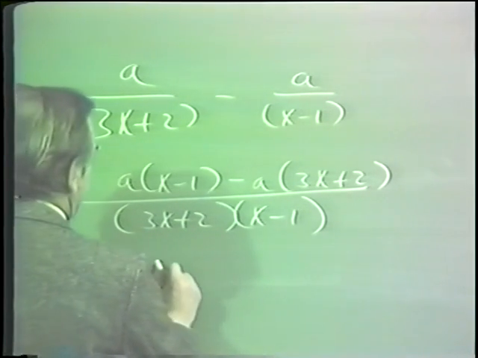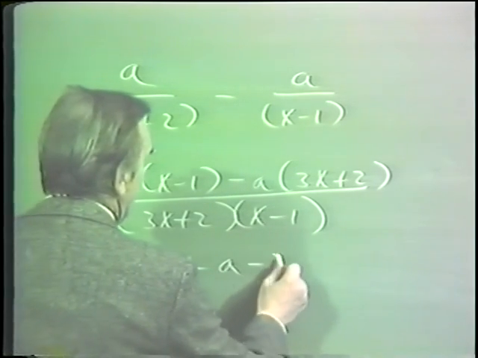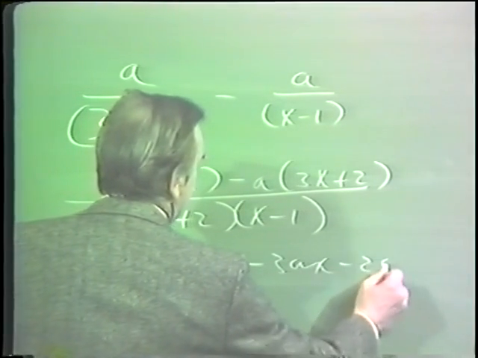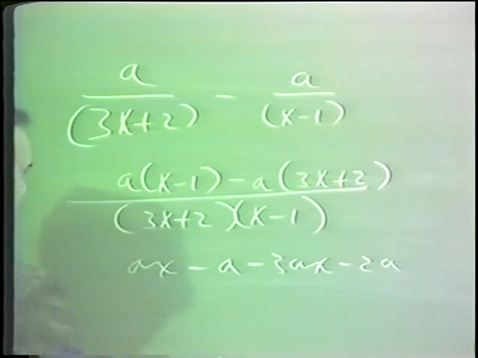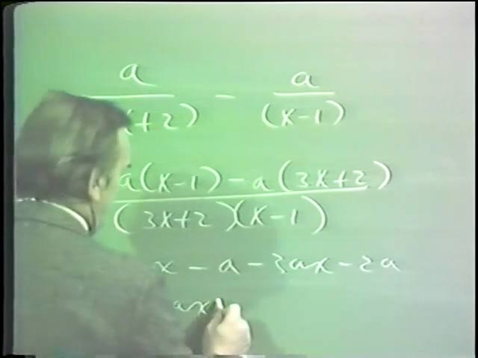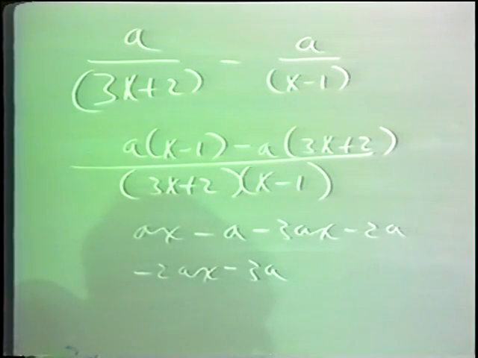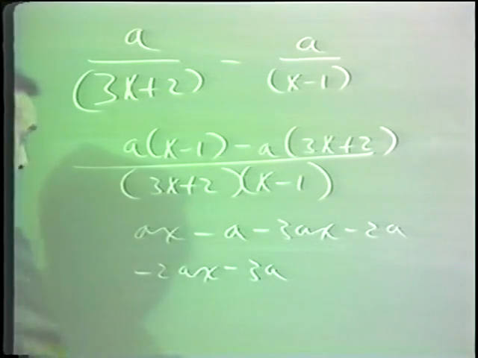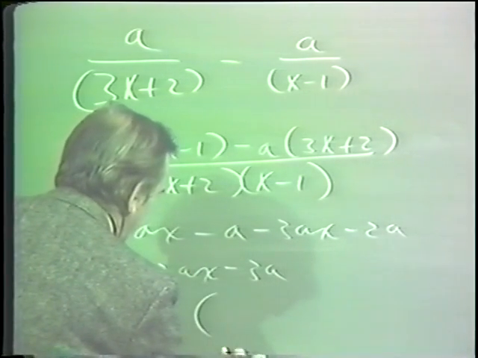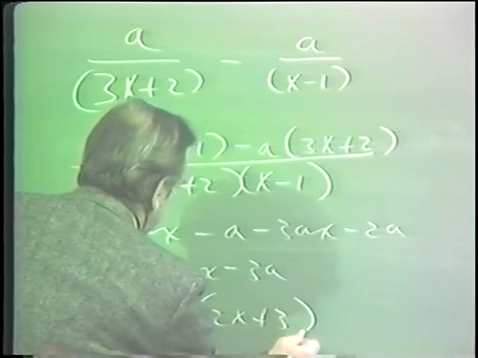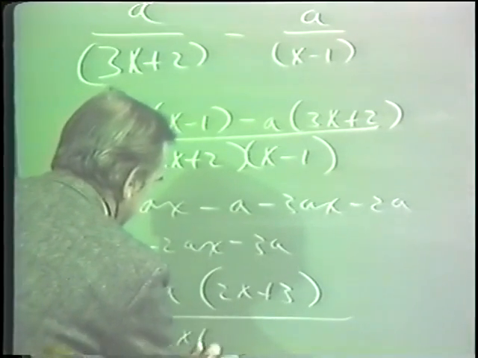So if I clear parentheses, I have ax minus a minus 3ax minus 2a. Combining like terms, I have negative 2ax minus 3a. Okay, Jim? Now what can I do with this? What can we do? Factor out an a. I'm going to factor out a negative a. So it gives me negative a times the quantity 2x plus 3. I now put that over the LCD.